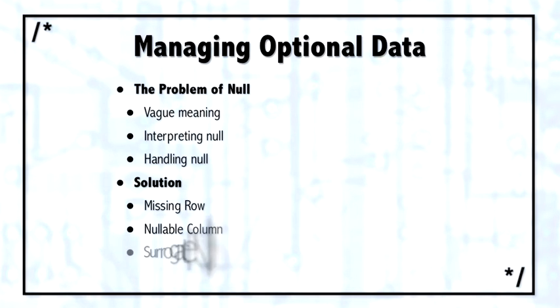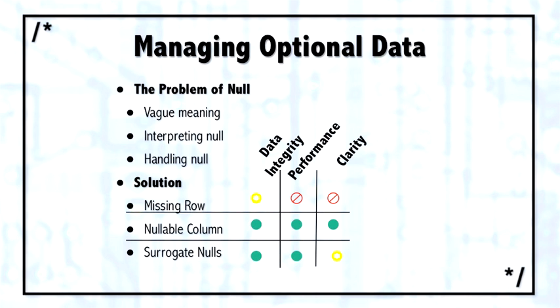To summarize managing optional data, there's the missing row, which gives you questionable data integrity, horrible performance, very difficult to understand. There's the nullable column, which can give you good data integrity, can give you good performance, it's easy to understand, but the problem is you have to handle the null with your code. Then the surrogate null, which can also give you good integrity, good performance, and because it's often inconsistent, will give you poor clarity.